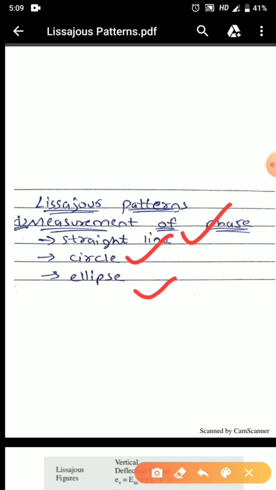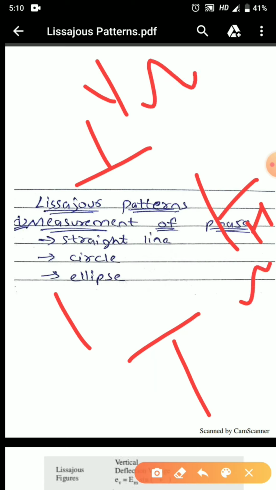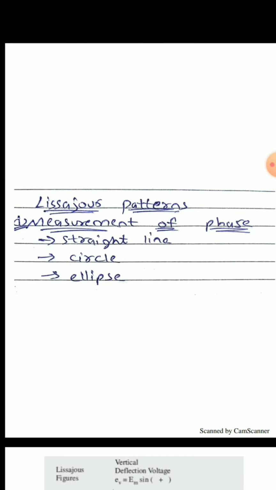Now when a sinusoidal voltage is simultaneously applied, as we have previously said, for a CRO or a CRT screen we have a vertical plate and a horizontal plate. When I am applying two sinusoidal voltages to the vertical plate and to the horizontal plate, we can see that some pattern will appear on the screen of the CRT, that is on the cathode ray tube, this fluorescent screen, and these patterns are called Lissajous patterns. Now we will be discussing the first technique, that is the measurement of phase.